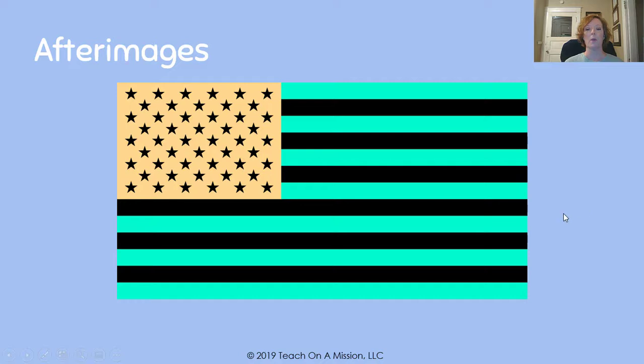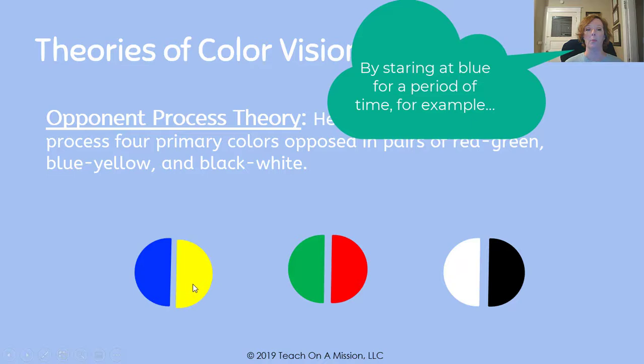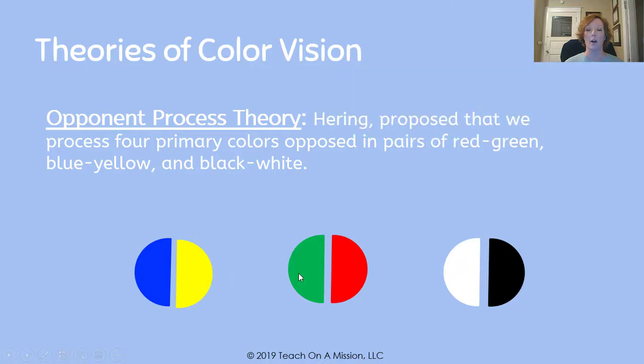Basically, the idea is that if you only see one or two different colors, you're going to wear out part of the ability to see, and what's going to be left is the opposite. So if you wear out the blue part of this pair, what you would see instead would be the yellow. If you wear out the green, what's going to be left is red.